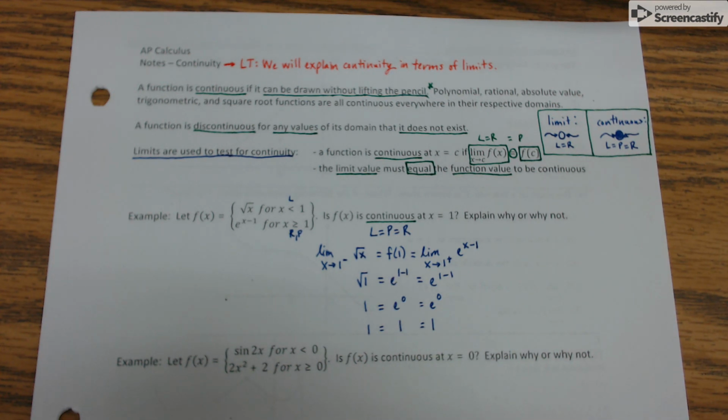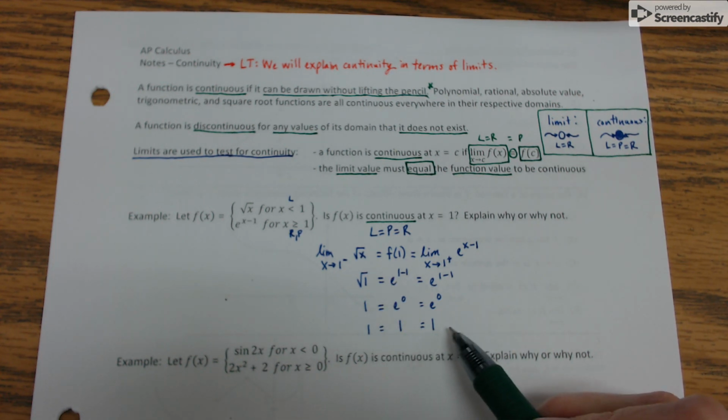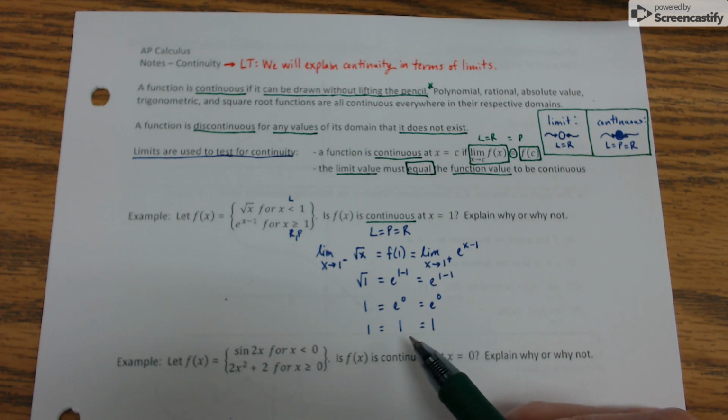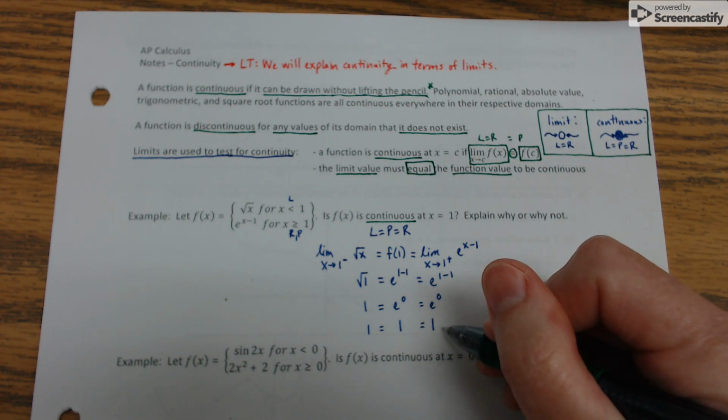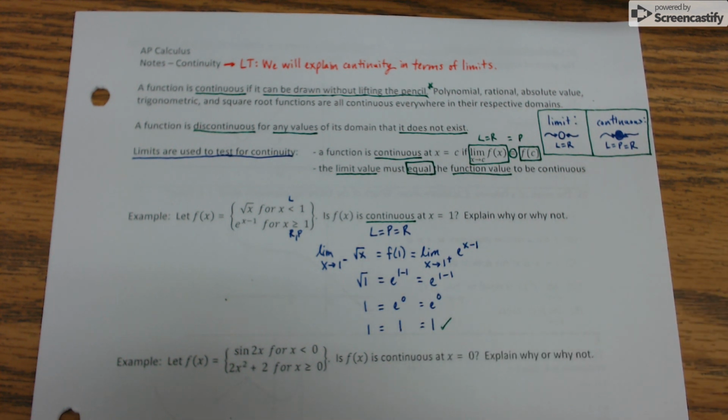So after I've simplified all three parts, I do find that they are all equal to 1. So my left and right limits are equal to 1. The function has a closed point at 1. And so this function would be continuous. And so although we can't see it, we have proved it algebraically.